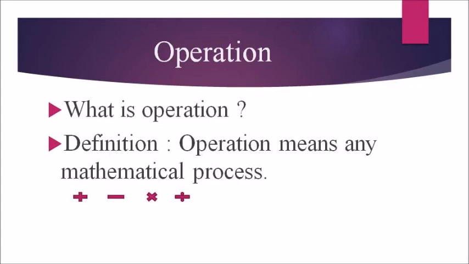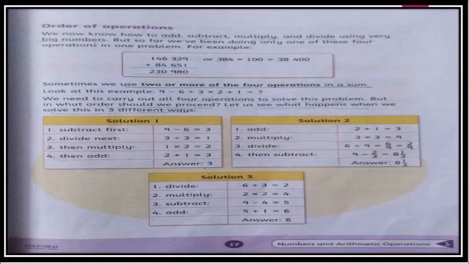In order to understand DMAS or simplification rule, we have to start with an example from your Countdown book, page number 17. Students, look at this example. There is a problem in which all four operations are given. Let's suppose this problem is solved by three different students. The first student did subtraction first, then he divided, then multiplied, then added, and he got 3 as his answer.